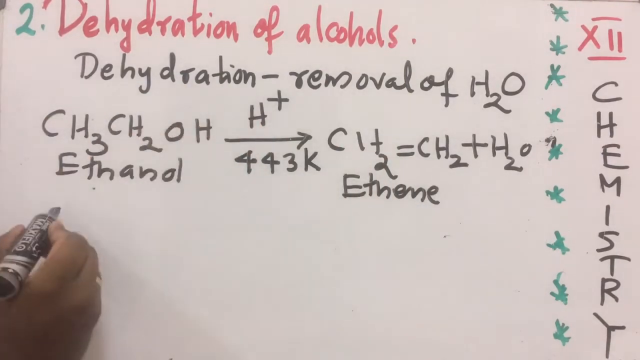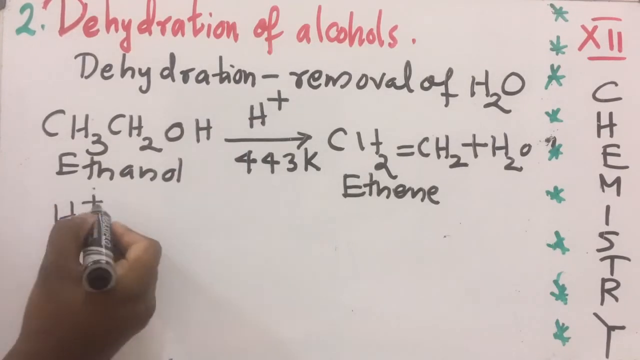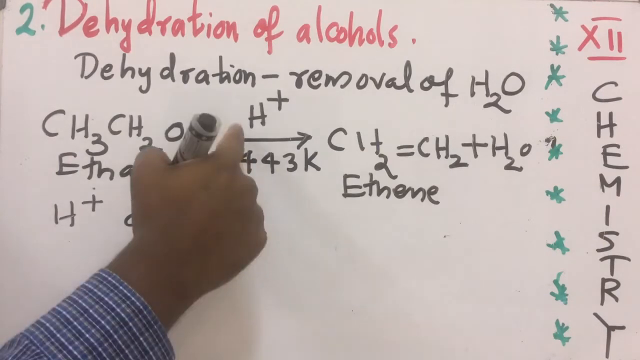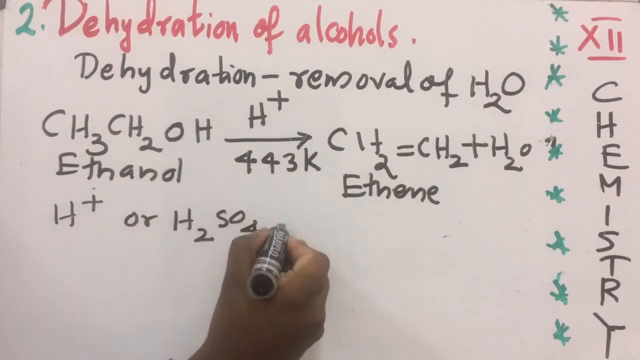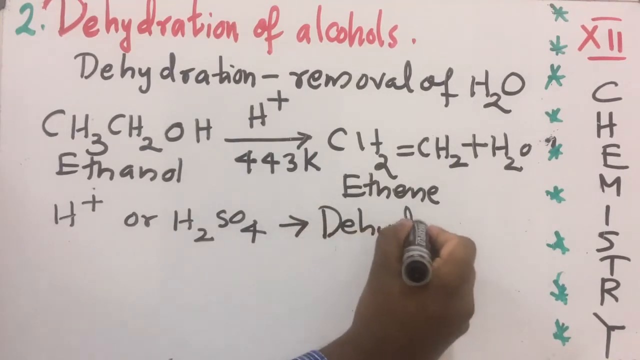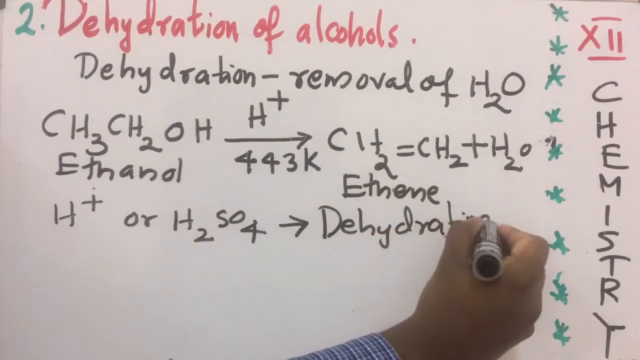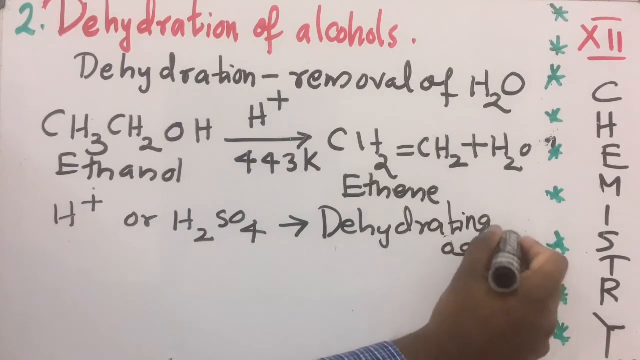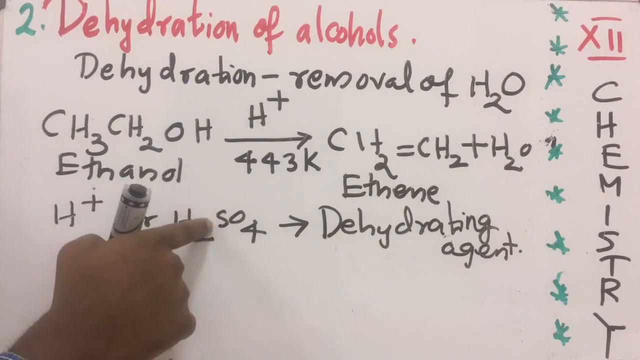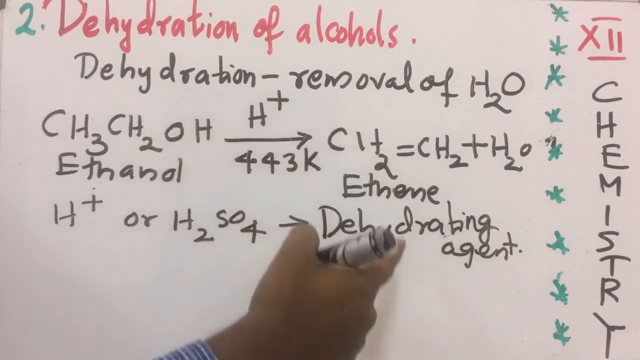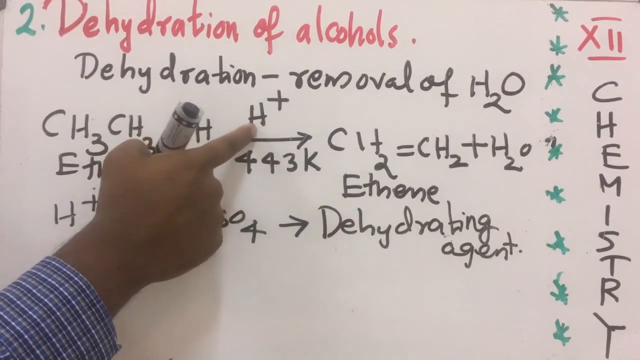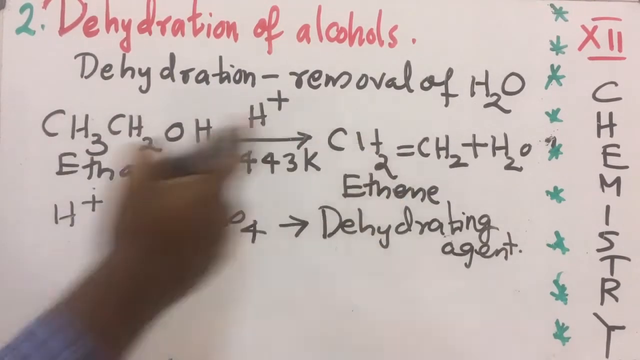What is the role of H plus? What is H plus? Sulfuric acid. What is the role of concentrated sulfuric acid here? Sulfuric acid here acts as a dehydrating agent. What is meant by dehydrating agent? The chemical substance which helps removal of water is called a dehydrating agent. That is, here H plus helps to remove water from ethanol.